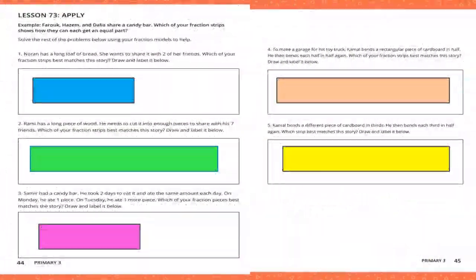Let's start with the apply part. Here we have some stories or some problems. We want to solve them using fraction models. Question number 1. Nuran has a long loaf of bread. She wants to share it with 2 of her friends.